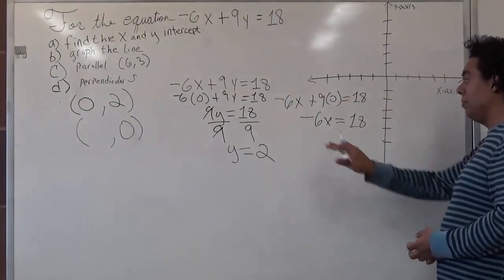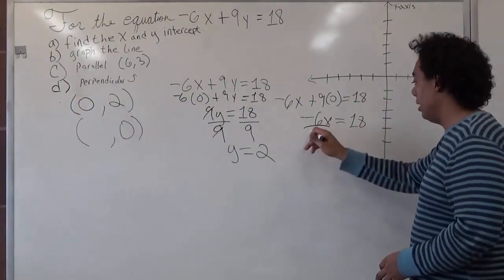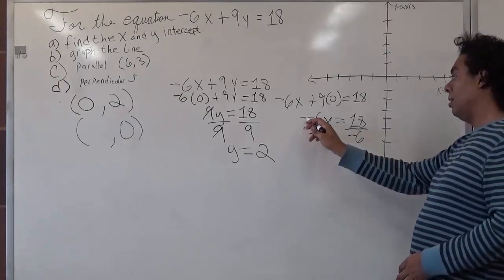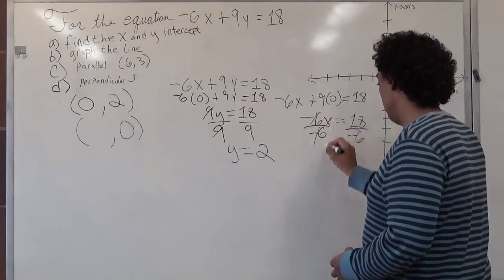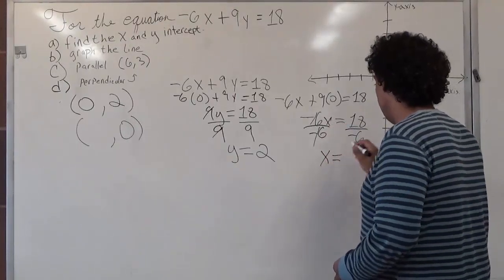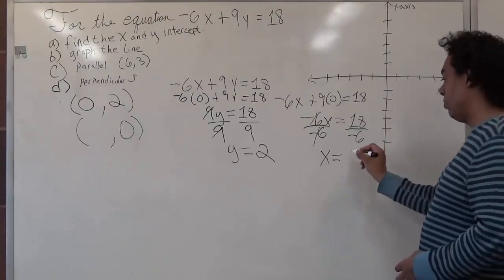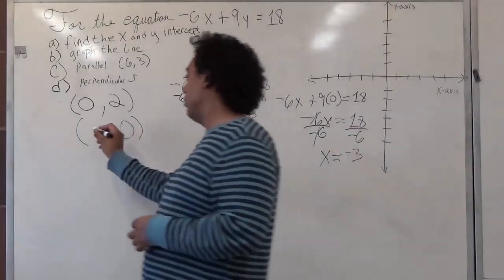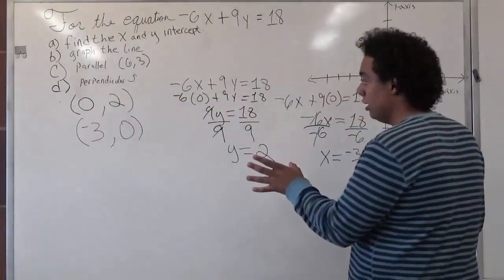We're left with an x, and we just need to solve. So divide by negative 6, divide by negative 6. Negative 6 divided by negative 6 is equal to 1, so 1 times x is x. And 18 divided by negative 6 is going to give us negative 3. So our x-intercept is negative 3, 0. So we have 2 points.